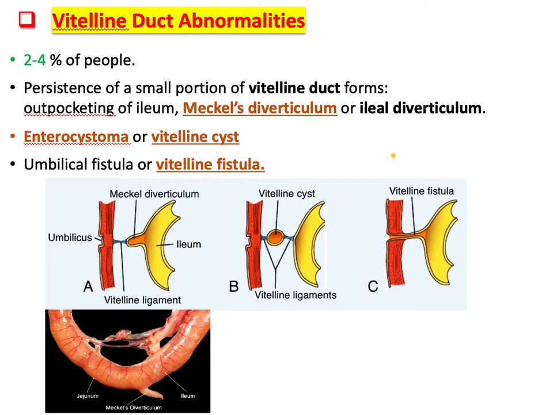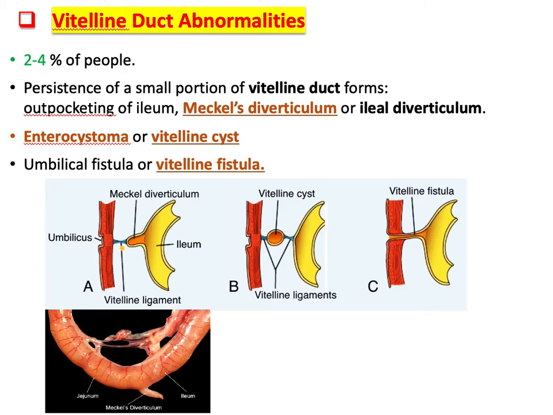Okay, that covers the abnormalities of the abdominal wall, and now I would shift to the abnormality of the vitelline duct itself. So it's between 2 to 4%. Look at this example, the persistence of a small portion. Here is the anterior abdominal wall. This is the umbilicus. The yolk sac was here, so there was a connection through the vitelline duct, so it should be obliterated.